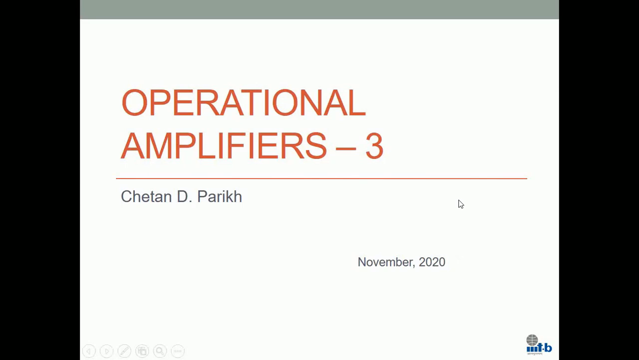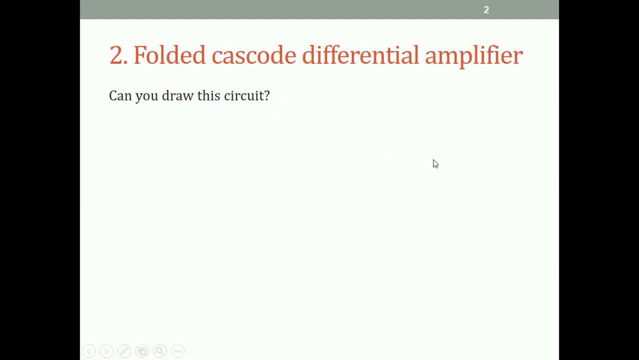Okay, so this is lecture 3 of operational amplifiers. This lecture will study the folded cascode differential amplifier as a potential operational amplifier. So the first thing I want you to do is draw a folded cascode differential amplifier.